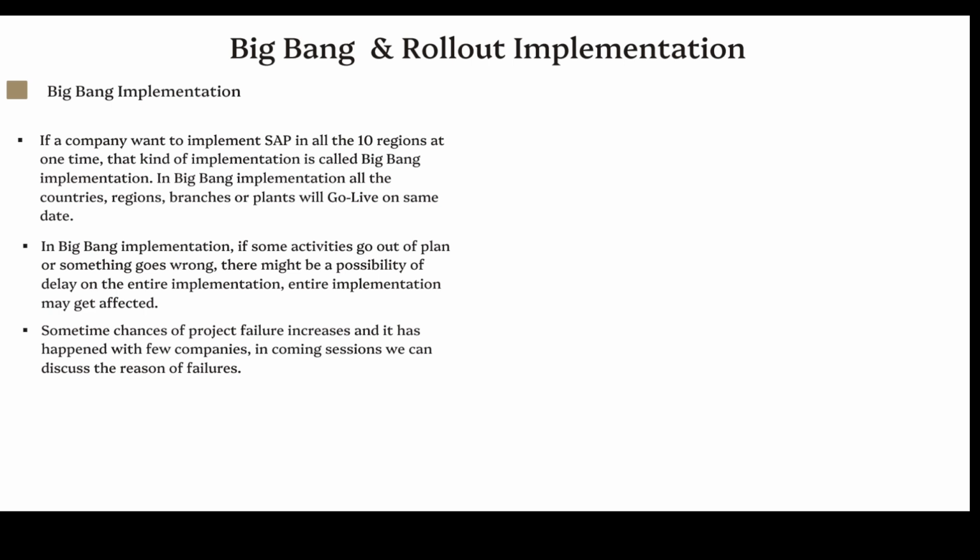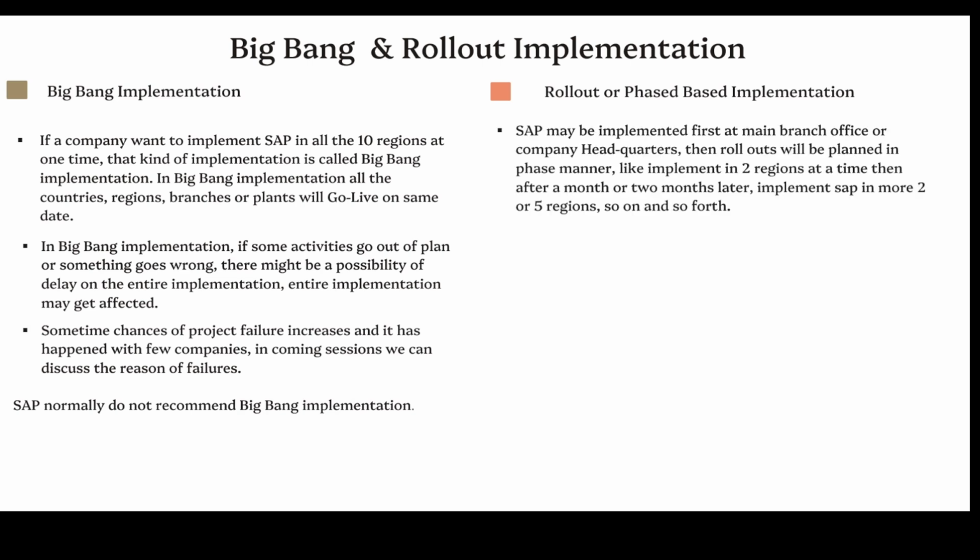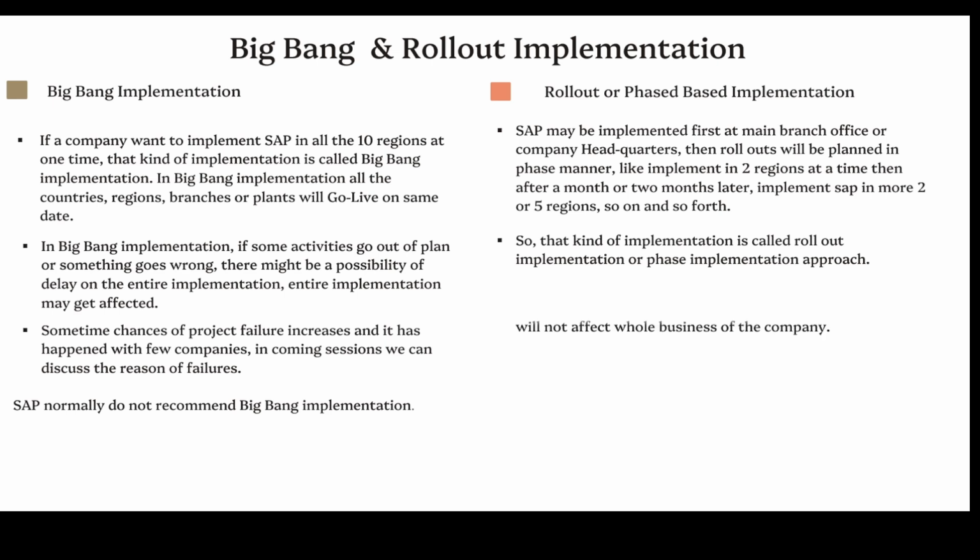The second type of implementation is rollout-based implementation. For example, SAP may be implemented first at the main branch office or company headquarters, then rollouts will be planned in a phased manner, like implementing in some regions at a time, then, a month or 2 months later, implementing SAP in 2 or 5 more regions, and so on and so forth. That kind of implementation is called rollout implementation or phase implementation approach.